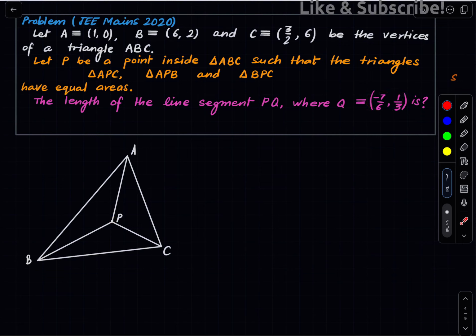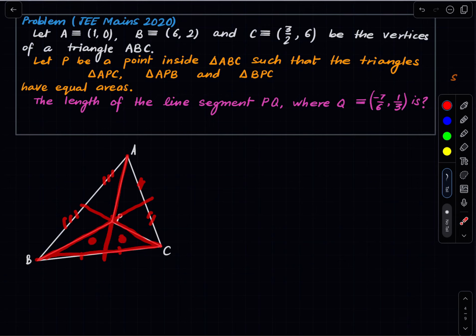And one should be able to guess that point P is the centroid, because the centroid certainly has this property that the 3 areas are equal. Let me justify why. What is the definition of the centroid? The centroid is the point where all 3 medians meet. So if P were the centroid, these 2 would be equal, these 2 would be equal, and these 2 would be equal. Now if we look at this small triangle, we have this median.